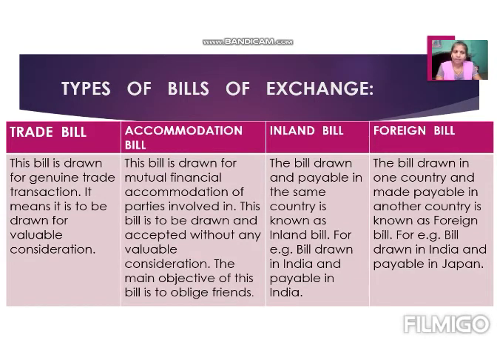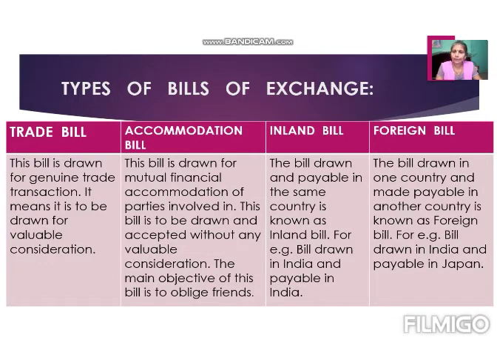Accommodation bill, the second type of bill. Accommodate means what? Adjustment. The bill drawn for mutual financial accommodation of the parties involved in it is known as an accommodation bill. It means it is a mutual adjustment of both the parties.